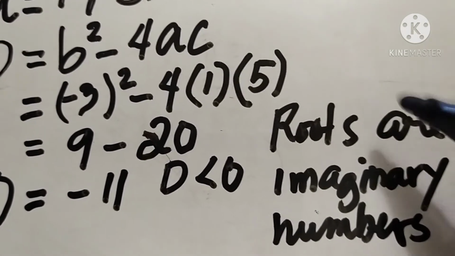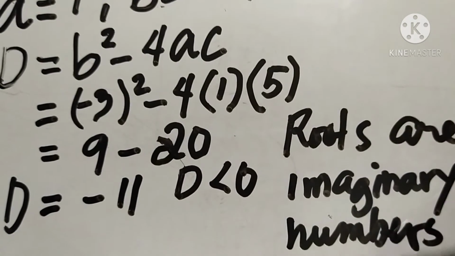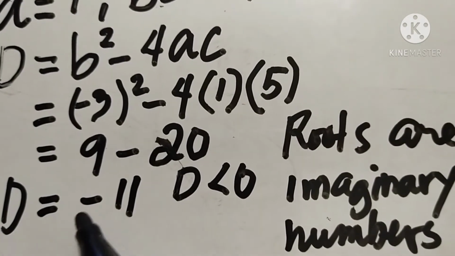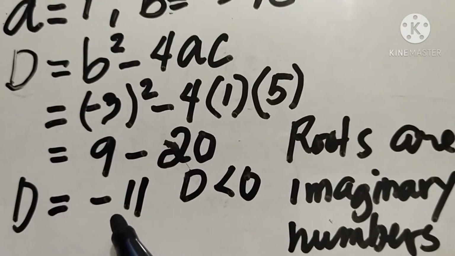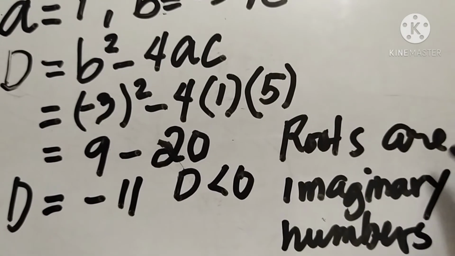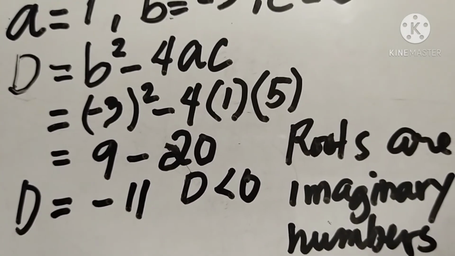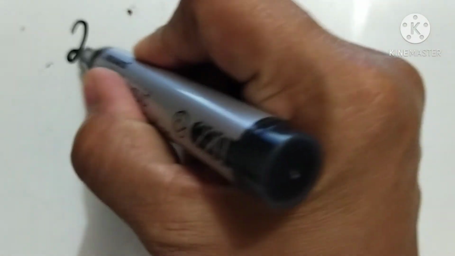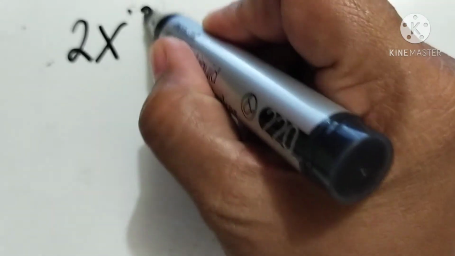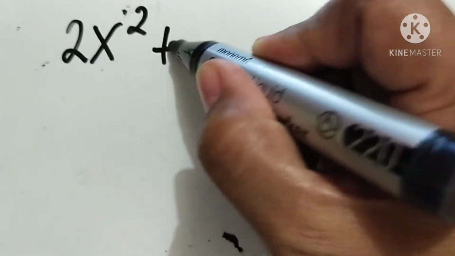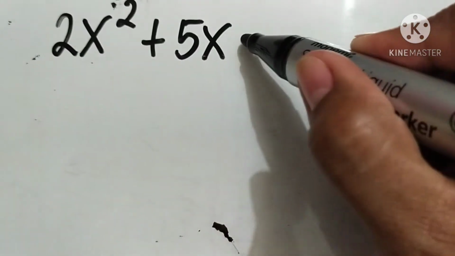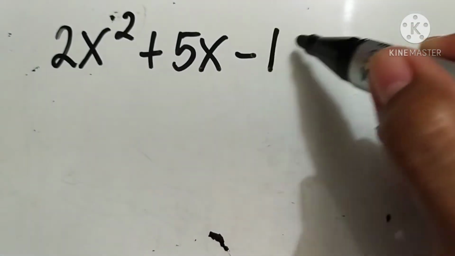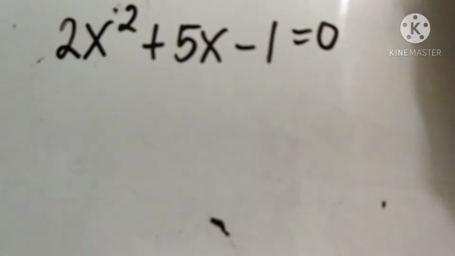So, that is the nature of the roots. So, the nature of the roots now, based from the discriminant, since your discriminant is less than 0, the roots are imaginary numbers. That's it. Illustrative example, for example, we will have 2x squared plus 5x minus 1. Let's try this one.